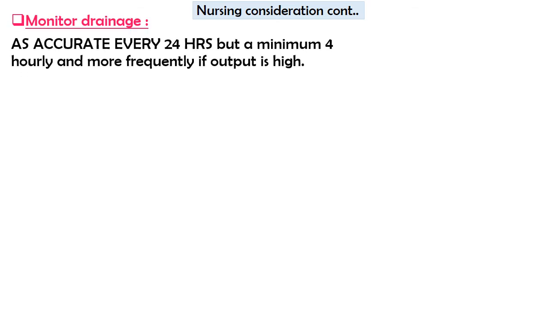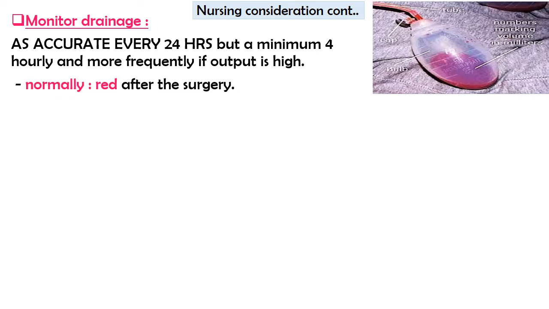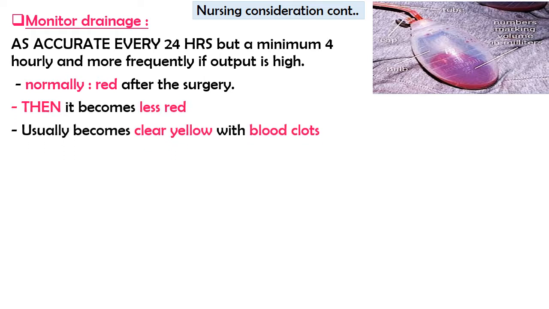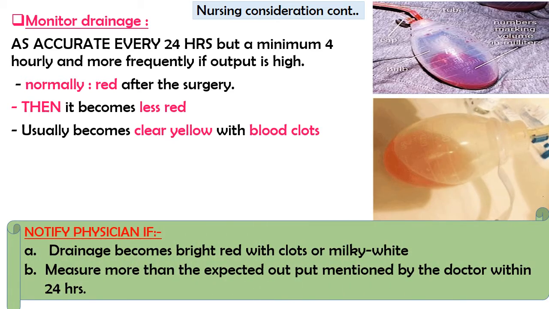Monitor drainage. Drainage needs to be documented accurately every 24 hours, with a minimum of 4 hourly, and more frequently if output is high. Normally, the drainage in the bulb is red after the surgery, then it becomes less red over time, usually becoming clear yellow with occasional small blood clots, and this is normal because of the healing process. Note: notify the physician if the drainage becomes bright red with clots or milky white.